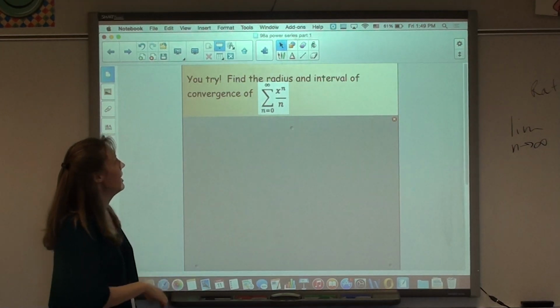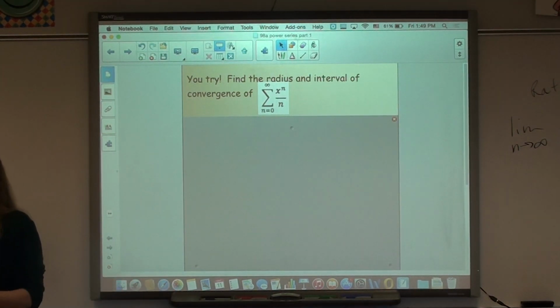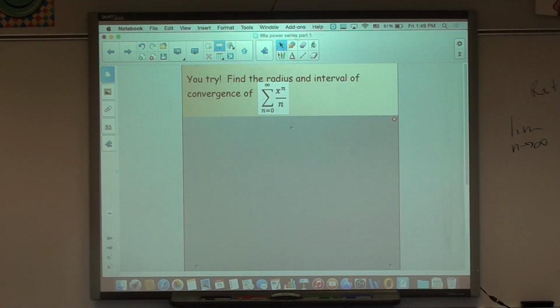Digress. Anybody know? All right. So I want you guys to take a minute and find the radius and interval of convergence in this. The first thing that you do is you apply which test? Ratio test.